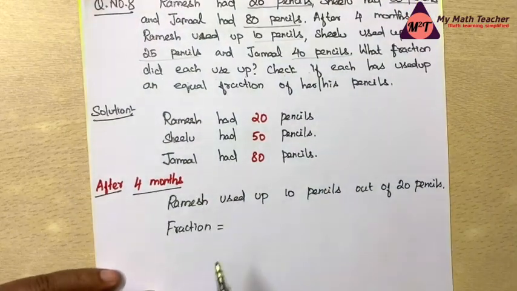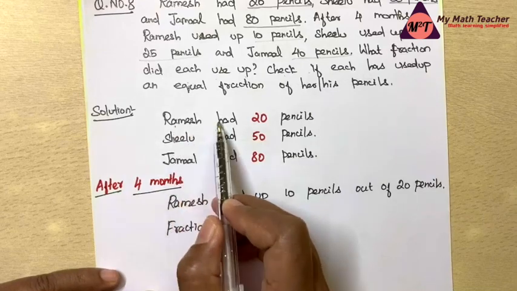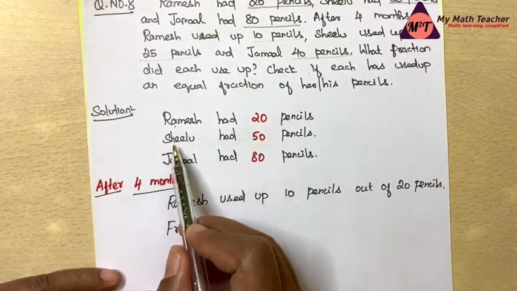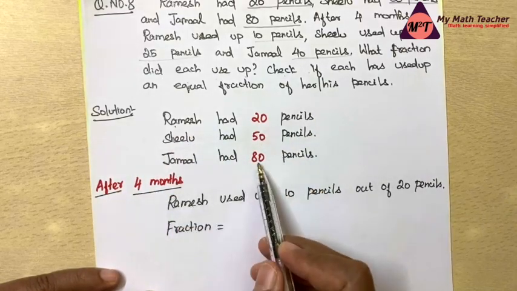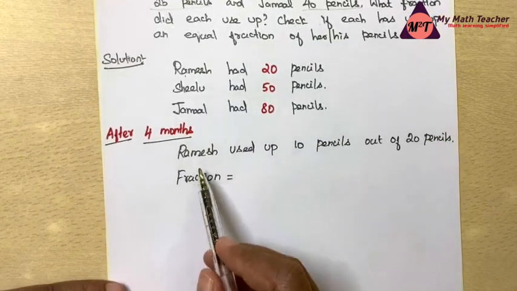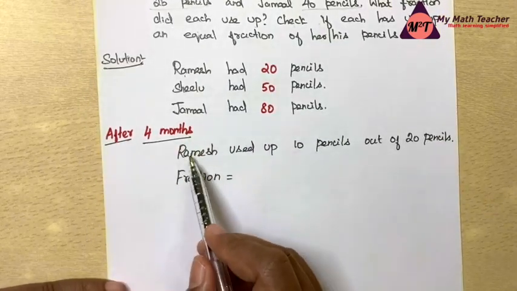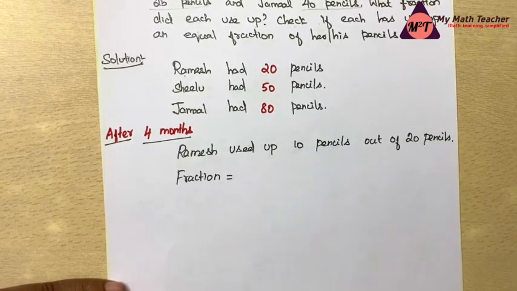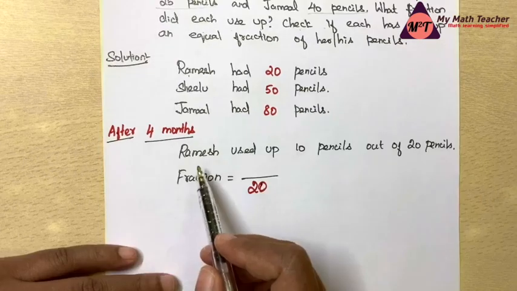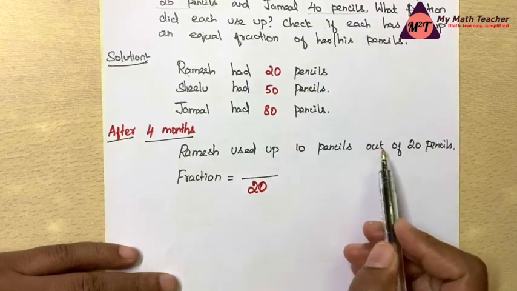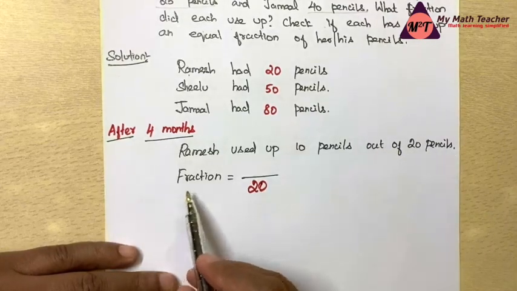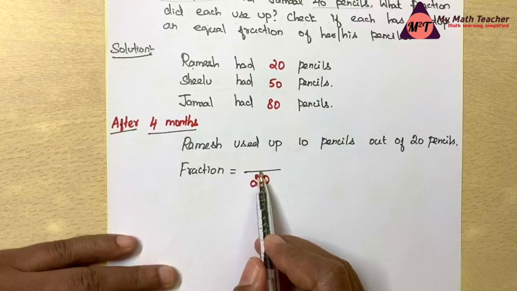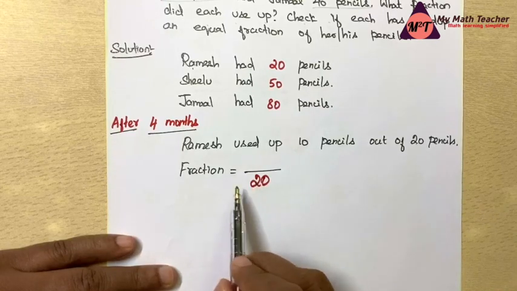Now let us start solving this problem. Ramesh had 20 pencils with him, Sheelu 50 and Jamal 80. Okay. Now after 4 months, Ramesh used up 10 pencils out of 20 pencils. Now we have to write the fraction. This is the total number of pencils he had initially.